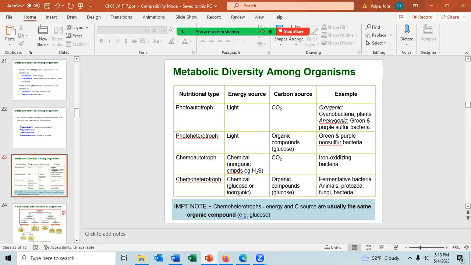All animals are chemoheterotrophs, the protozoa, fungi, many bacteria like E. coli are chemoheterotrophs. Not all. The fermentative bacteria that make yogurt, for example, are chemoheterotrophs. Any question about the chemoheterotrophs?